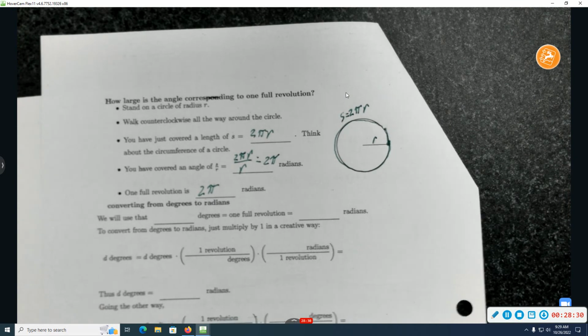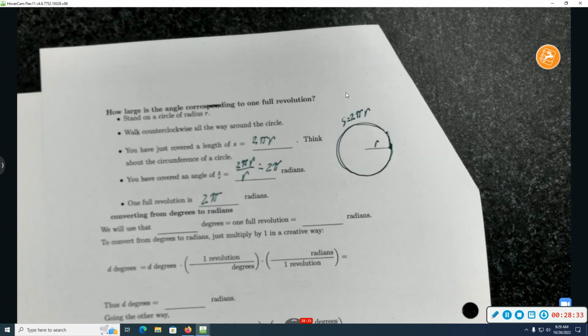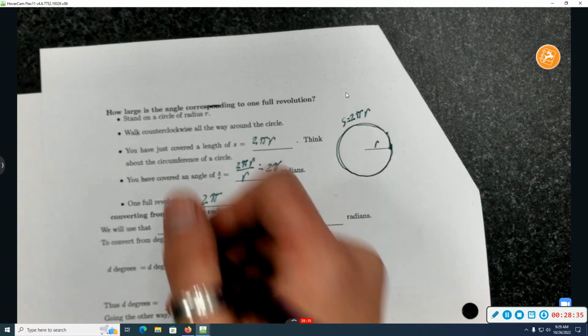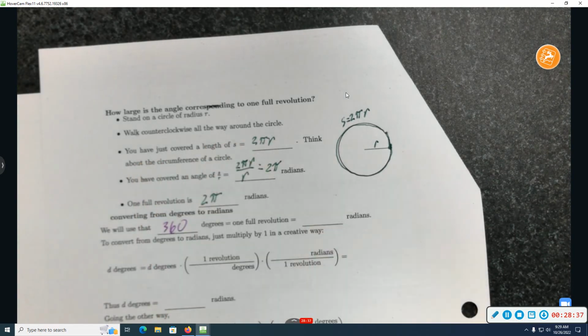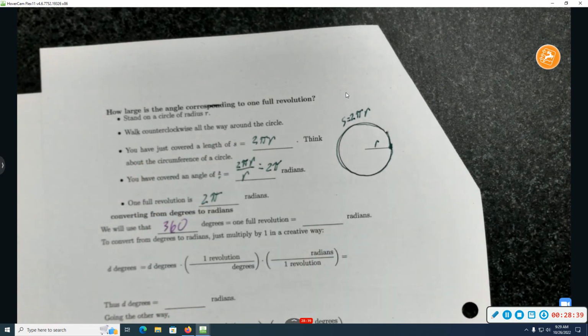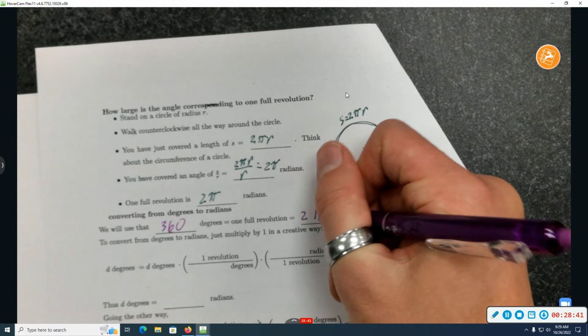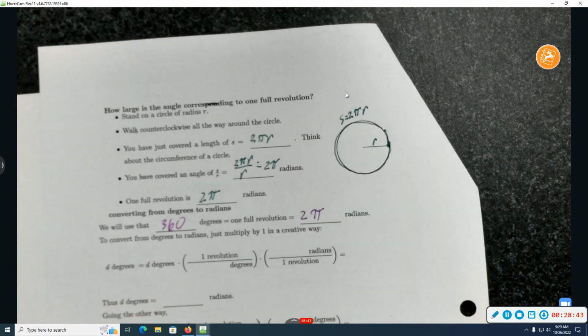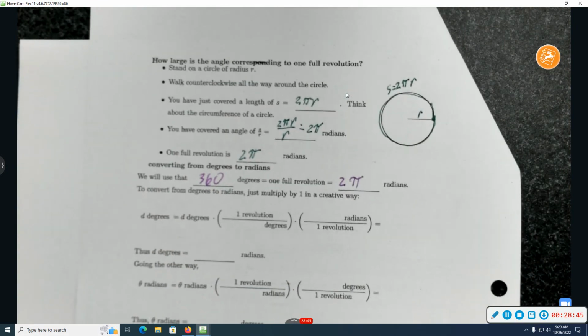How many degrees is one full revolution? 360. That's how degrees are defined. One full revolution is broken up into 360 equal pieces. And we know that that's the same thing as 2 pi radians. So whenever you see things in one unit and want to convert to another unit, you just need some conversion factors. So let's work with that.